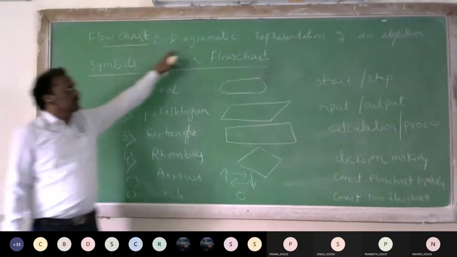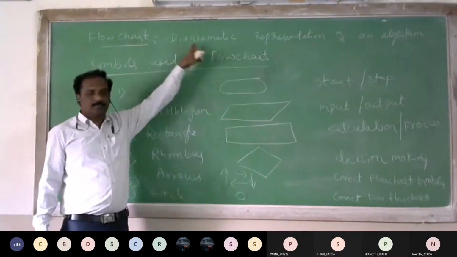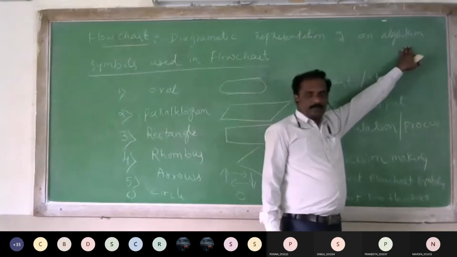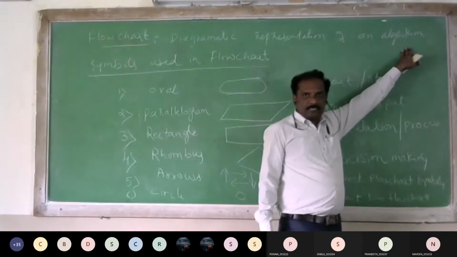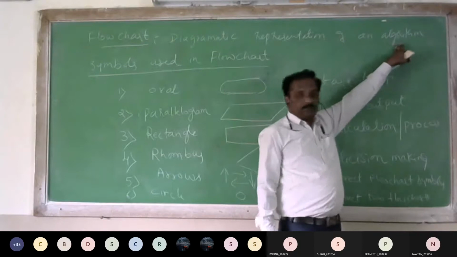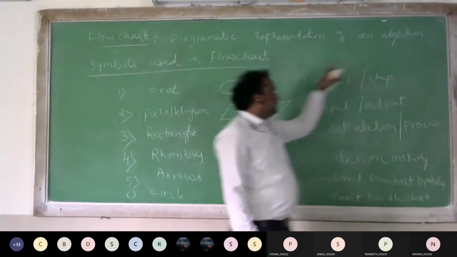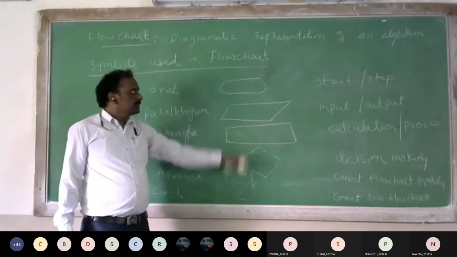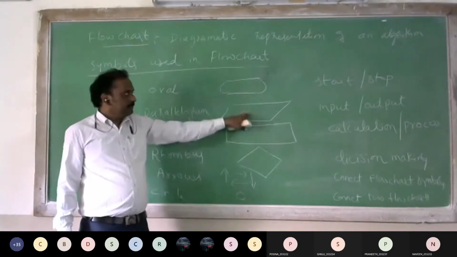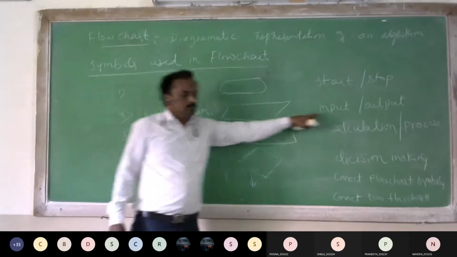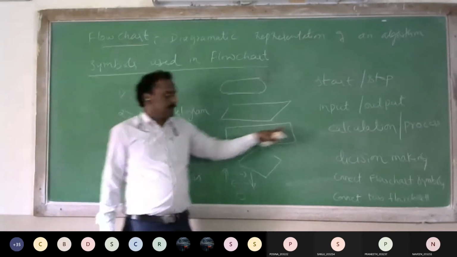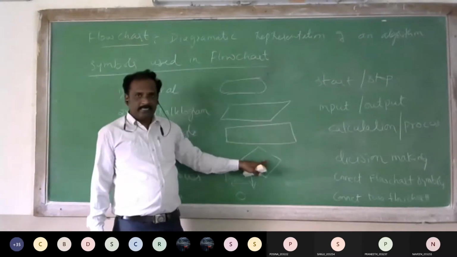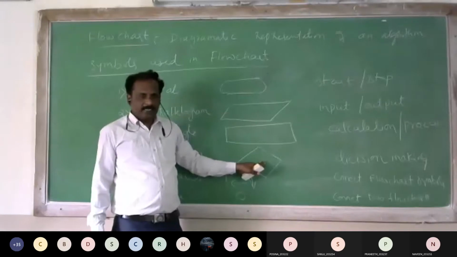So what is a flowchart? A flowchart is the graphical representation of an algorithm. We are representing the algorithm only. What is an algorithm? An algorithm is a step-by-step procedure to solve the problem. But to represent that algorithm, we use a diagrammatic representation using these symbols. This oval is used for start or stop. This parallelogram is used for input or output. This rectangle is used for calculation purpose. This diamond symbol is used for checking a condition, whether it is greater than or less than, like that.